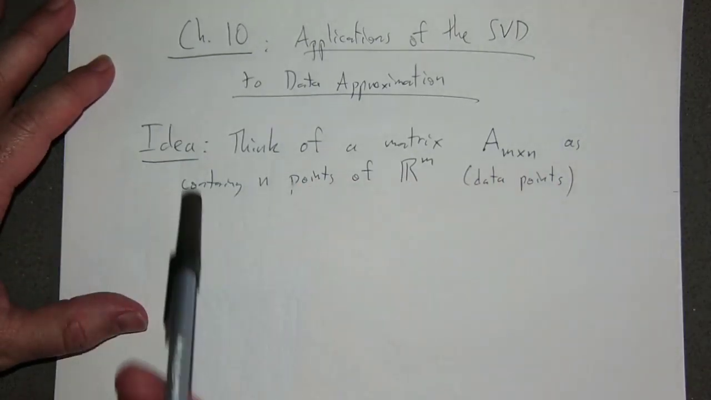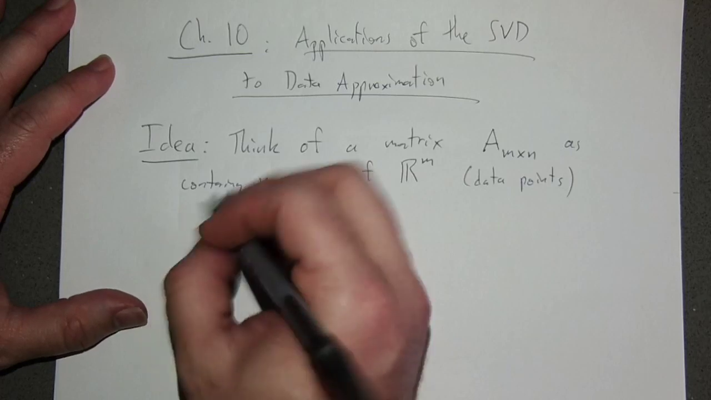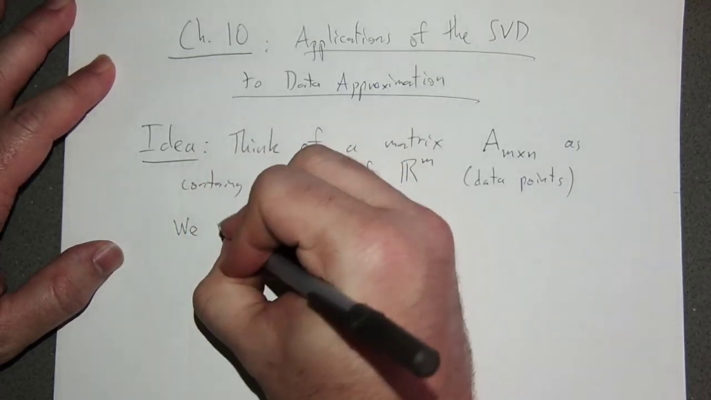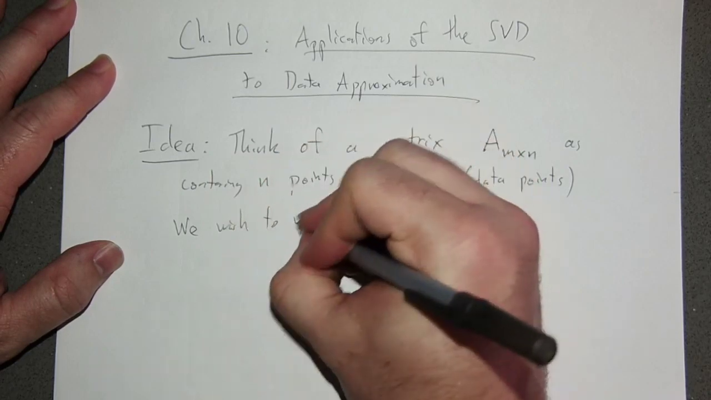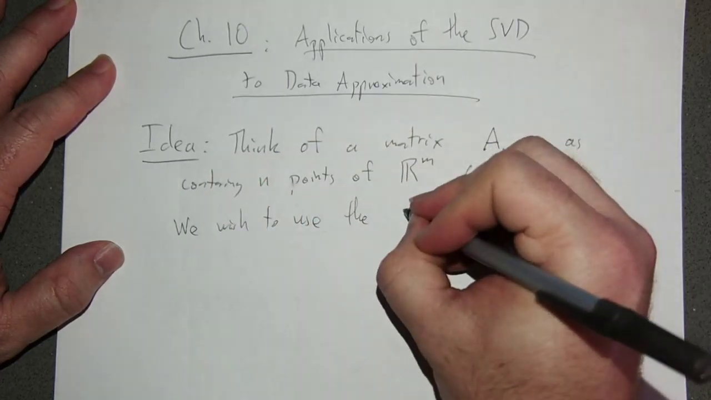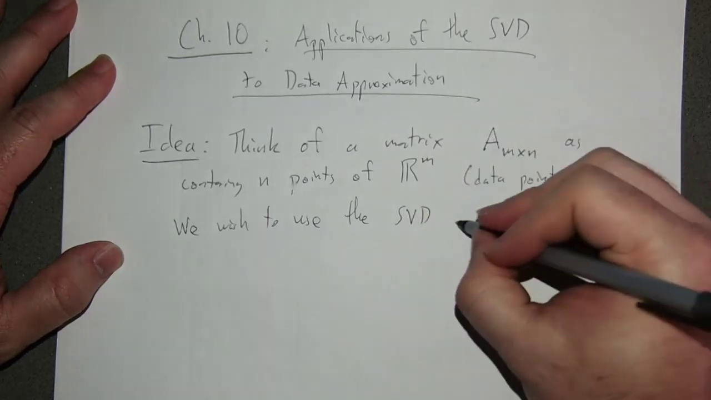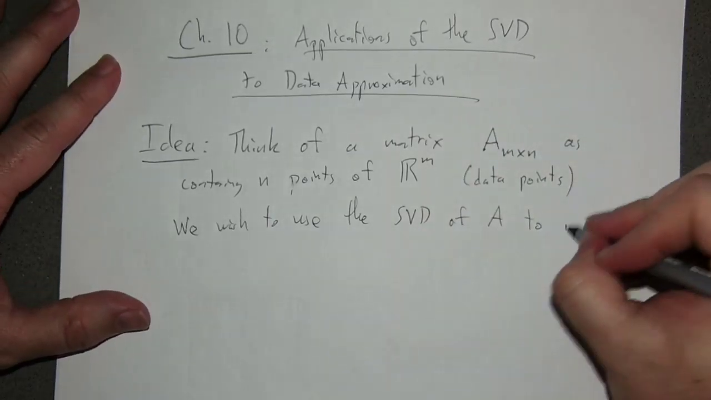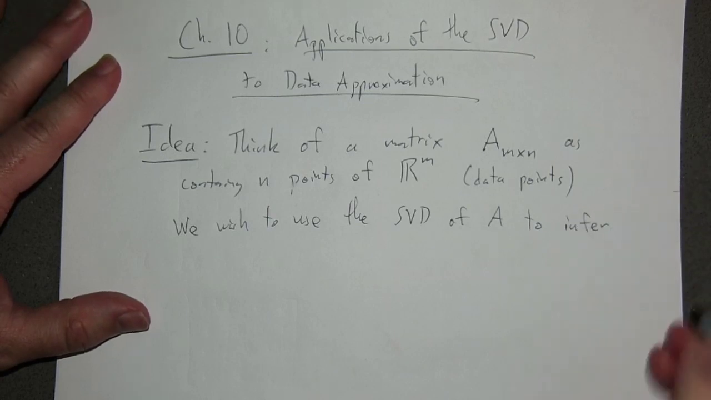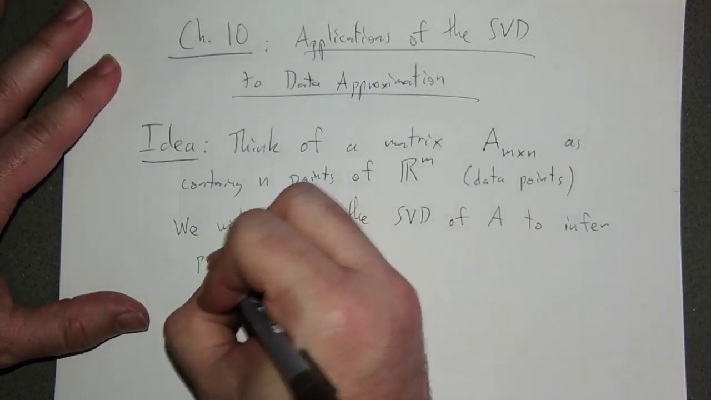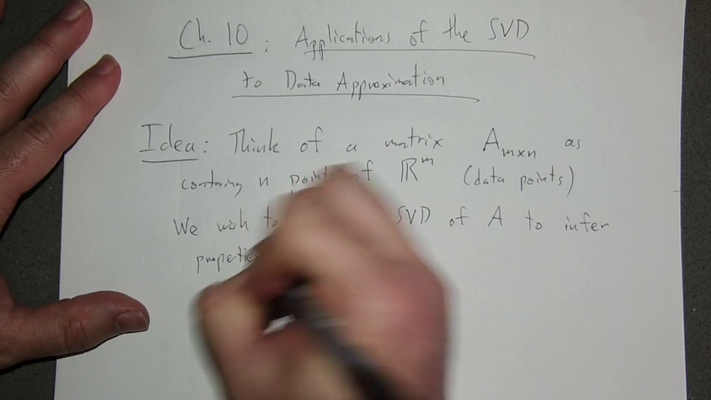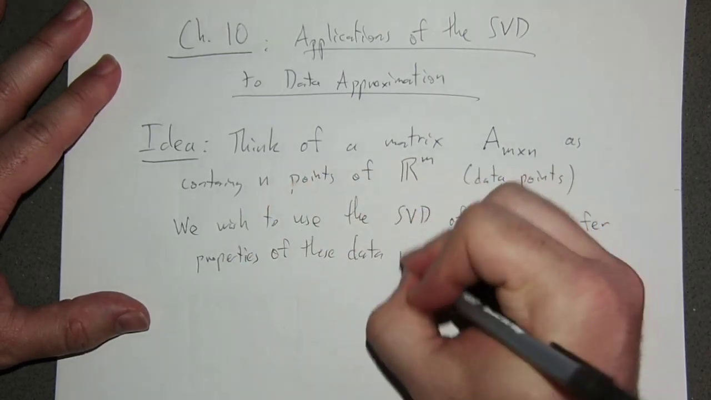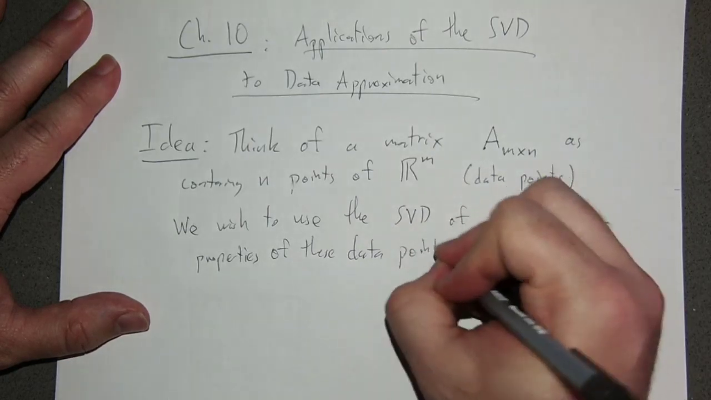So then what is the idea? Or after this idea, what's the next idea? We wish to use the SVD of A to infer properties of these data points, or of this set of data. Okay.